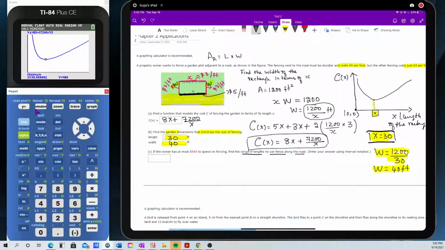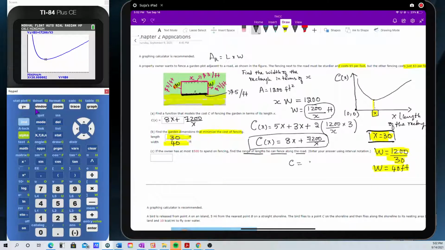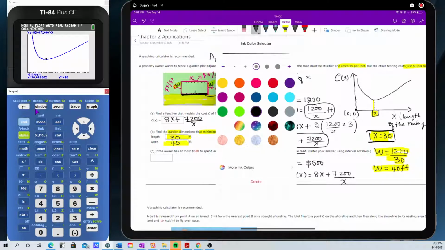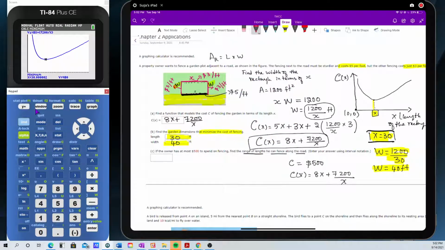If the owner has at the most, so the cost the owner has in hand is only $500. And we have a cost function, c of x equals 8x plus 7,200 over x. So if I have to do the long way, then I'll have to plug in the value for c over here, and then I have to solve for x. That's what I have to do by hand. But there is another way of doing this problem easily.